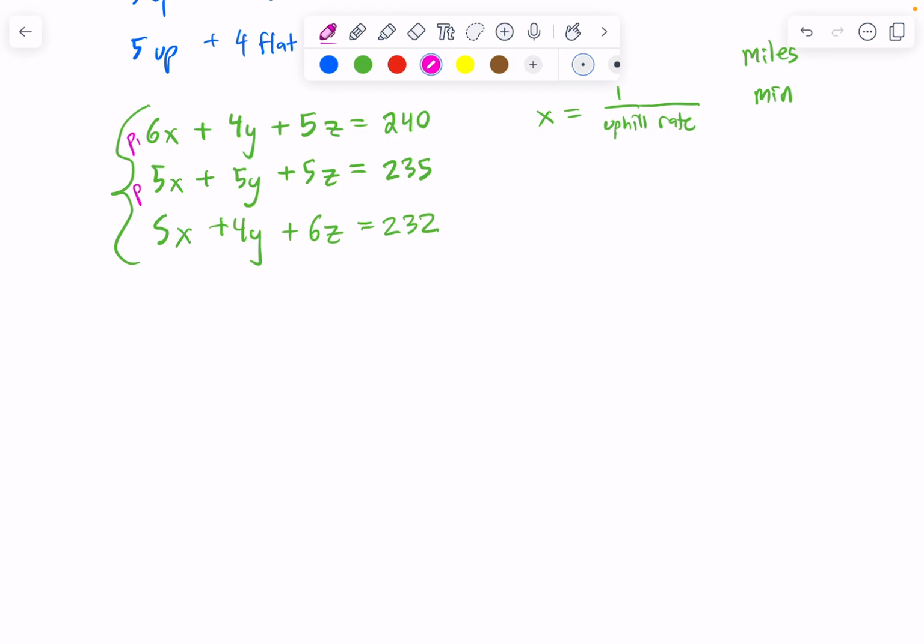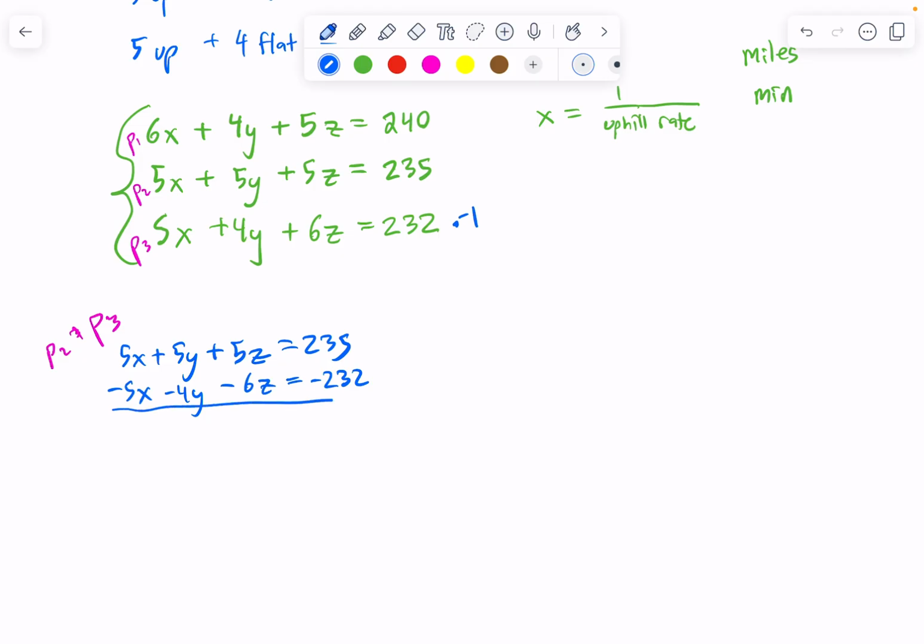So we've got P1, P2, P3. None of the variables looks especially nice, so I'm just going to cancel out the x's. First, I'll do the easy one. P2 and P3 is nice. If I just multiply the second one by -1, I get 5x plus 5y plus 5z equals 235, and on the bottom, minus 5x minus 4y minus 6z equals -232. If we add those together, we get y minus z equals 3.